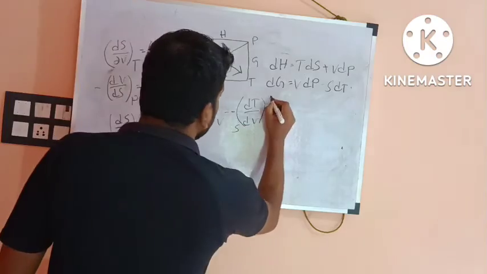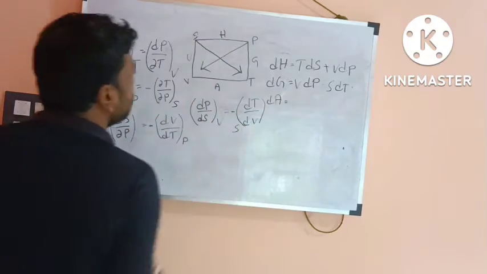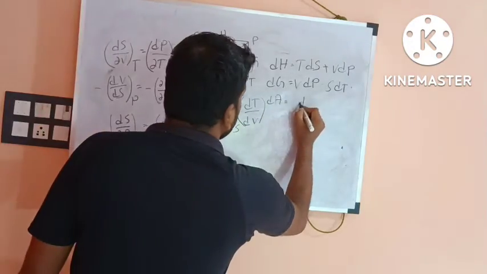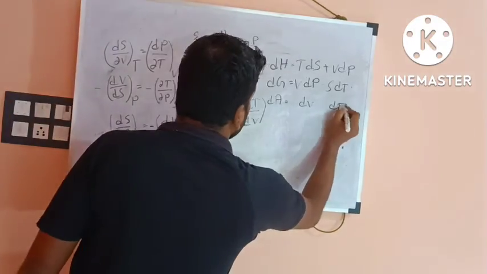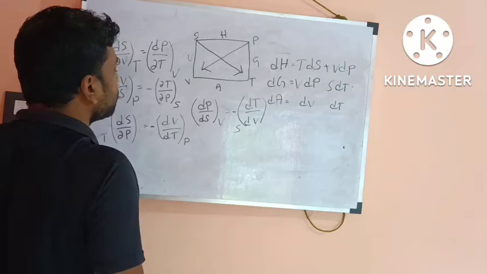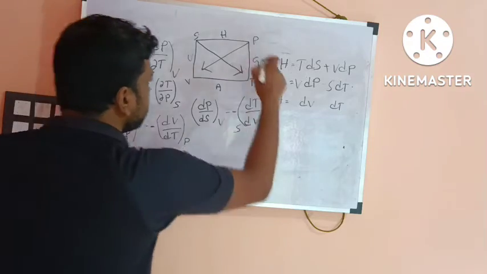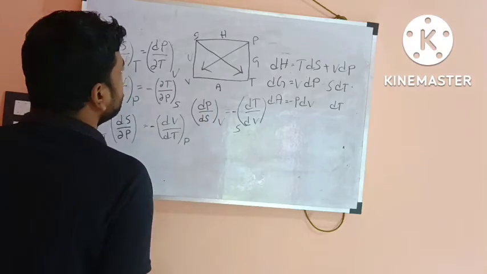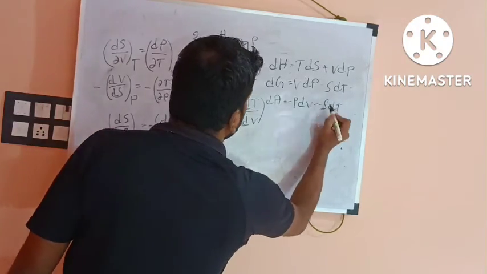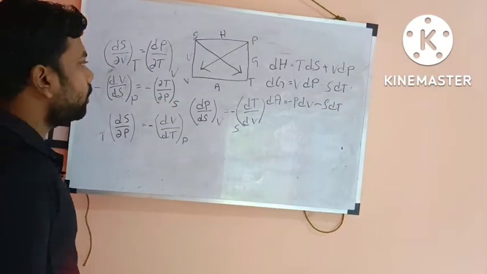Next, dA. dA is equal to del V and dT. That is minus PdV, and minus SdT. So that is the equation for Helmholtz free energy.